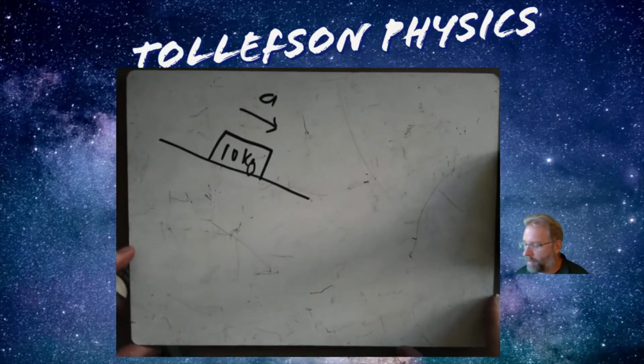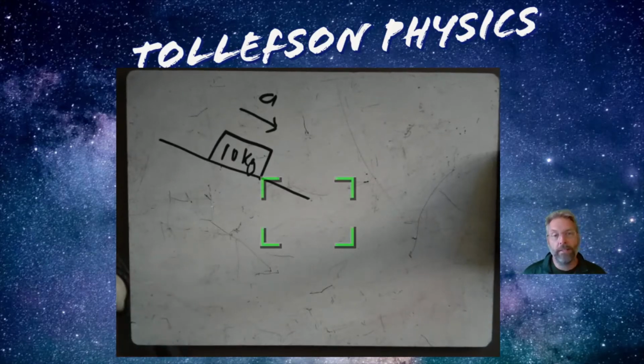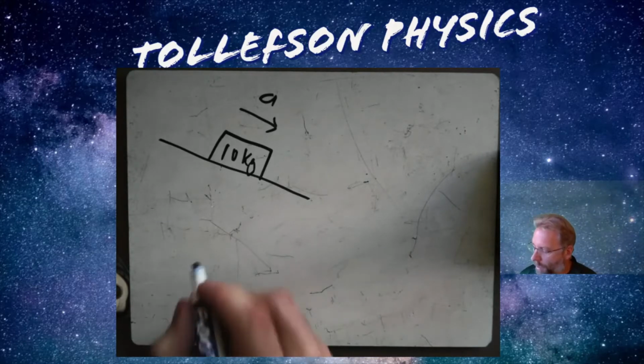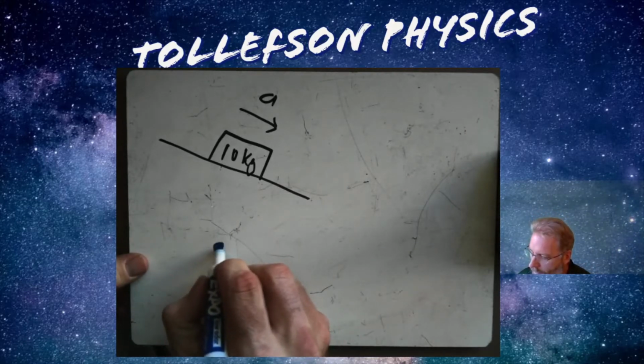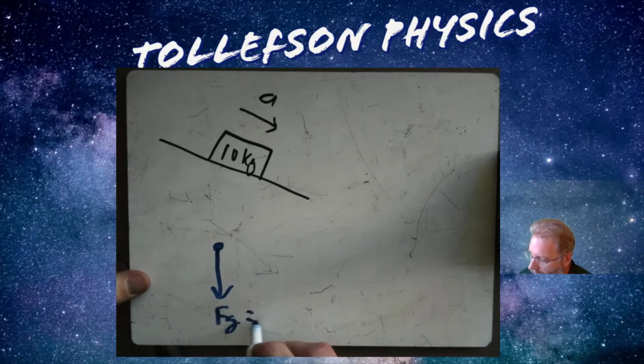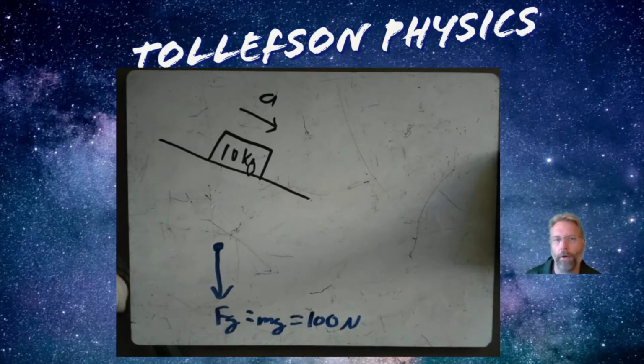Now let's look at an example where I have a block, and this time the block is on a frictionless hill. This block is going to accelerate in the direction that I drew there. Once again, we're going to draw a force diagram. Here's my center of mass, and we're always going to have a force due to gravity. I can calculate it in this case: it's 100 newtons.